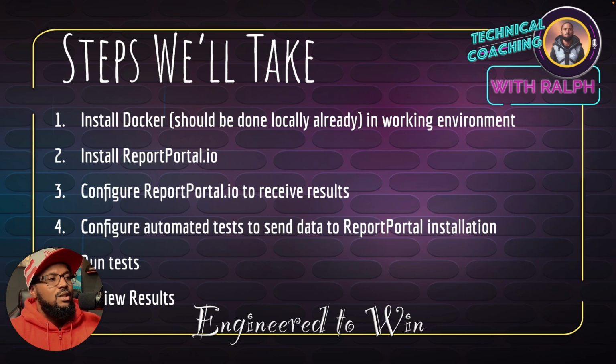And the steps that we're going to take: we will install Docker, which should already be done locally. You want it installed in your working environment, whether that is local or cloud-based. Then we're going to install Report Portal. We'll follow the guide to do that. We're going to configure Report Portal to receive the results. Then we're going to configure automated tests to send the data to the Report Portal installation. We're going to run our tests, and then we're going to review the results.